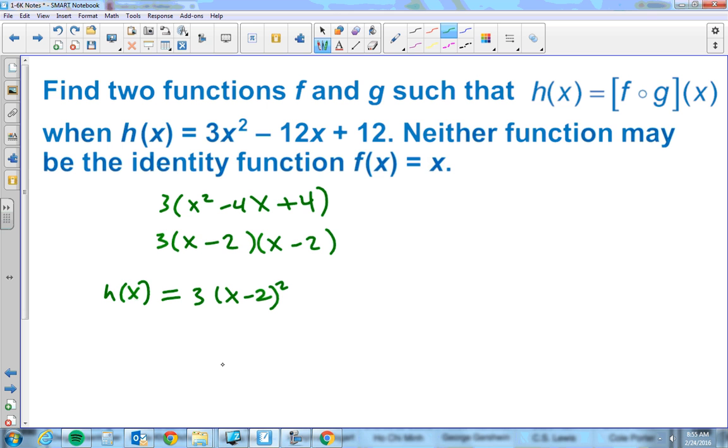Okay? What three things are happening here? Well, you triple it, you subtract 2, and you square. Not in that order. So I'll leave it to you. Figure out a way. There's more than one way. Come up with two functions so that when they're composed, they equal this. And there'll be two answers here as well.